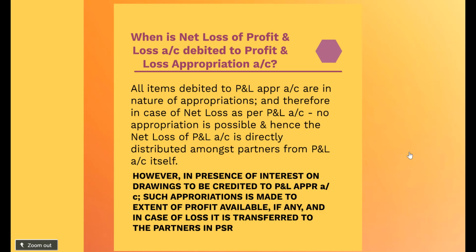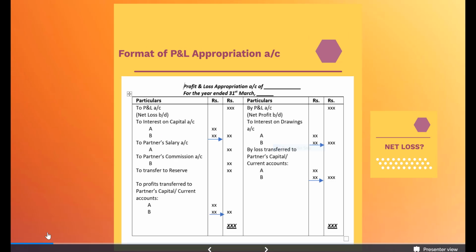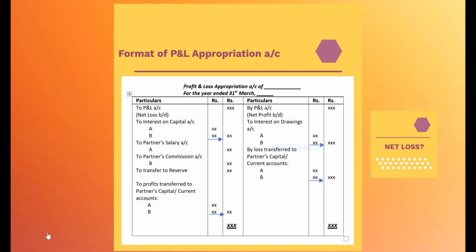This is when there is an existence of interest on drawings which has to be credited to the profit and loss appropriation account. So after crediting the interest on drawings, if there is still a loss, the loss will be transferred to partners' capital or current accounts in their profit sharing ratio. But if the interest on drawings wipes out the net loss and there is a profit, then any appropriation which has to be made will be made to the extent of the profit available, and if there is balance profit, that profit will be transferred to the partner's capital or current account in profit sharing ratio.